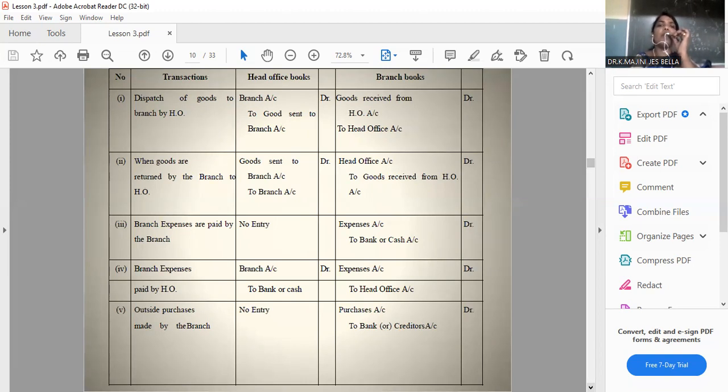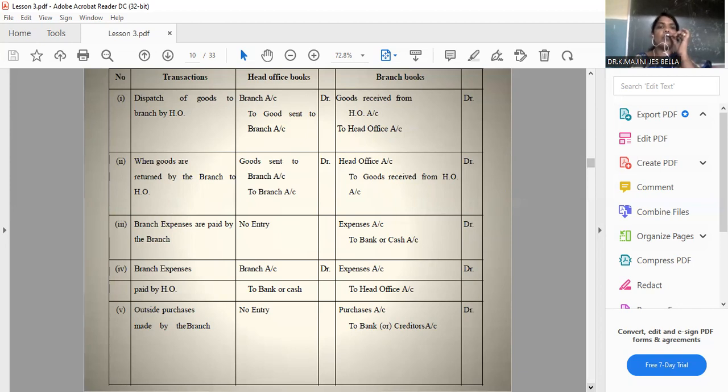So next, when the head office sends goods to the branch, what is the journal entry in the branch accounts? Goods received from head office account debtor to head office account. This is the journal entry in the books of branch account.